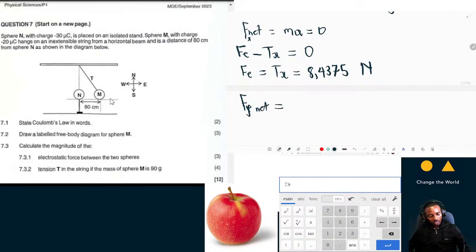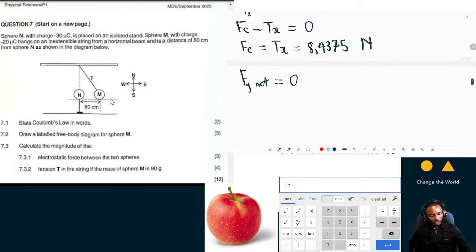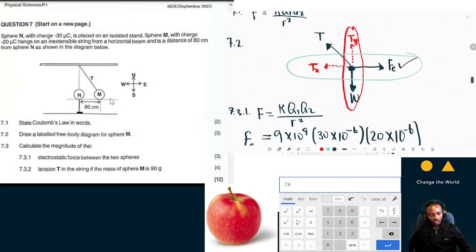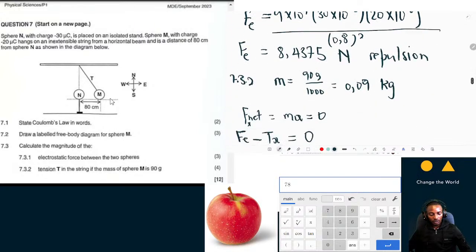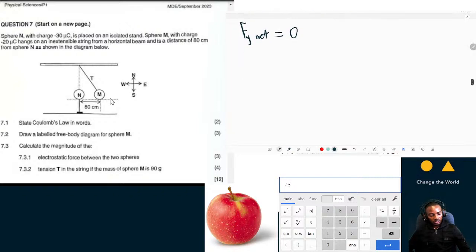So again, it is 0 because there is no acceleration in the y direction. Then my F net in the y direction is the tension, which is opposed by the weight, the y component of the tension. So it's Ty, which is opposed by weight. This is equal to 0. Therefore, Ty should be equal to W, which is equal to mg.